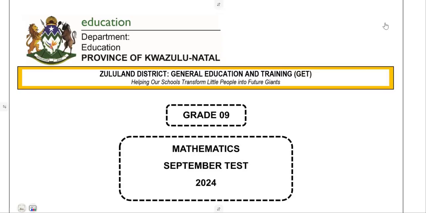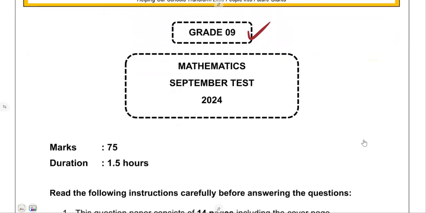So in this case, we are going to consider a typical exam revision as we are revising for our term 3. Okay, so that's KZN province, which we are going to work with. That was the Zululand district. So we're going to see, guys, our grade 9 mathematics September test, and we are given this one.